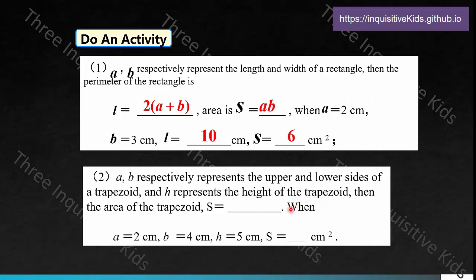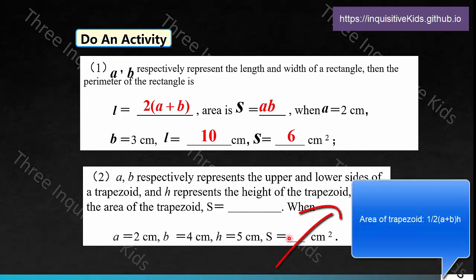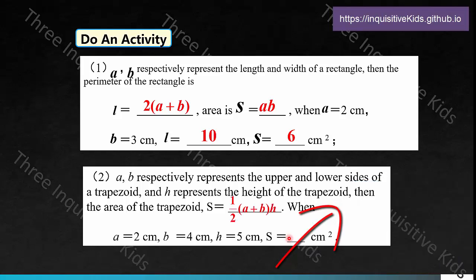And then over here it gives you all the values that it could have, and then you have to solve it again. So I hope you remember how to calculate the area of a trapezoid. That would be 1/2 times the sum of A and B times H. So that's the answer.